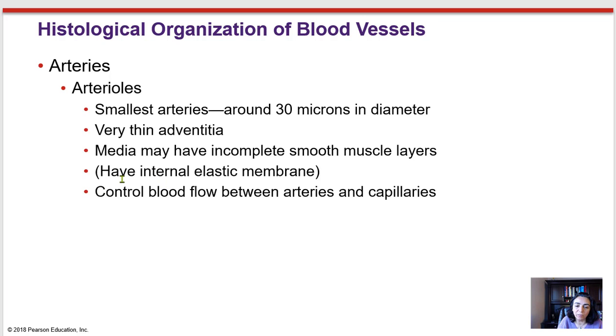And these have only an internal elastic membrane or lamina. These are the ones that control blood flow between arteries and capillaries, so they can be considered the control of the blood pressure. When the blood wants to pass from the big arteries to reach the capillaries, they control how much sphincter and how much of the vessel wall is there, so that they regulate the amount of blood passing through them.